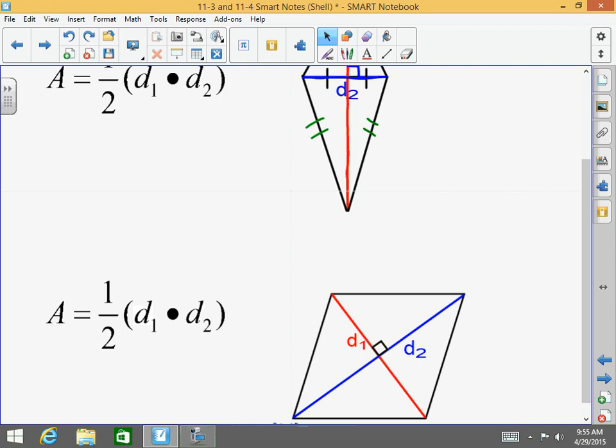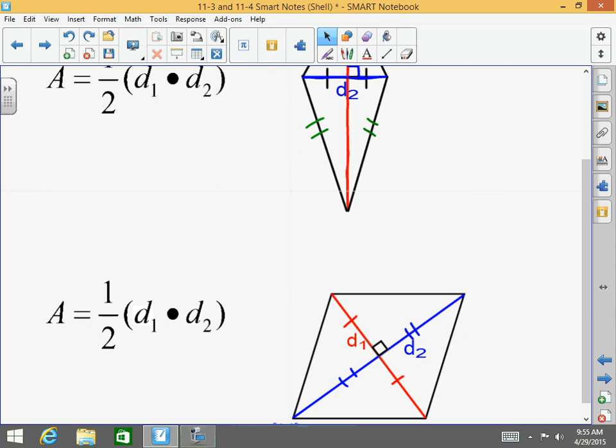Now, here, the diagonals of a rhombus, they are perpendicular bisectors of each other. So that, and then that. Okay? They are perpendicular bisectors of each other. You with me here?